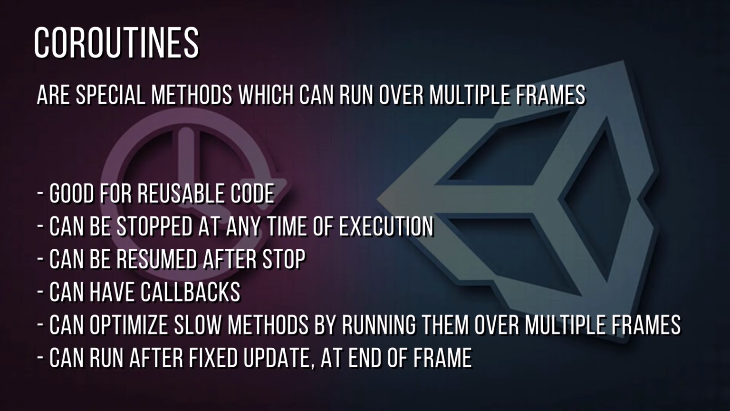So, to recap, what exactly is a coroutine? Think of it as a method that can pause and resume execution over time. They allow for reusable modular code. You can pause, stop, or resume them whenever you like. They are perfect for spreading heavy tasks across multiple frames to optimize performance.